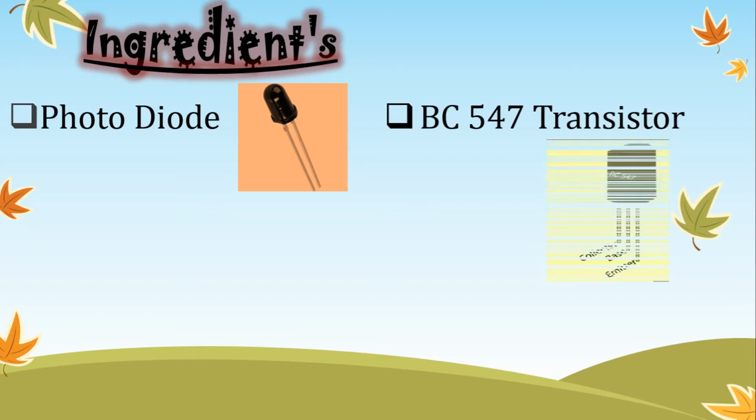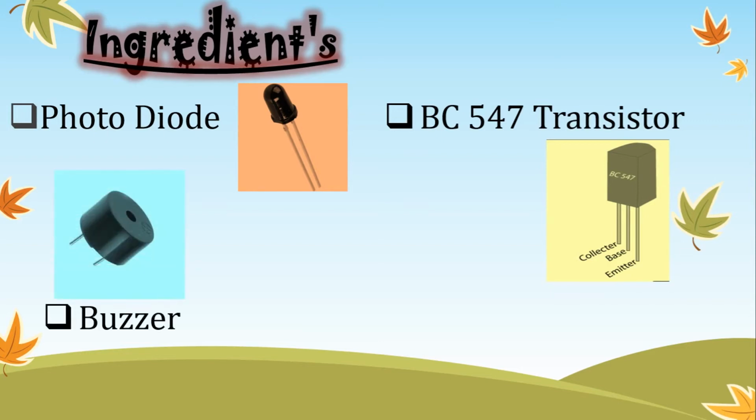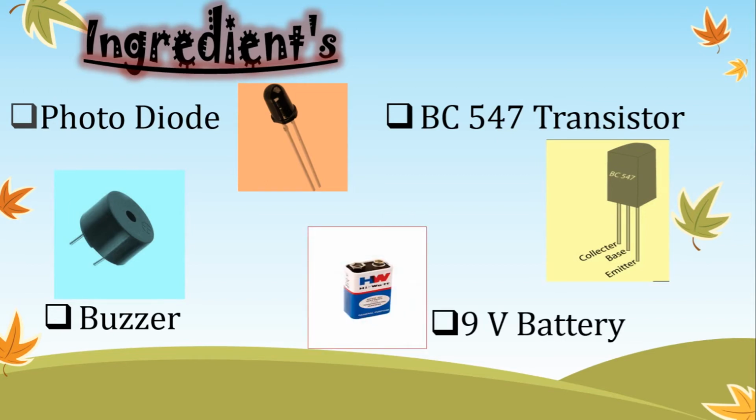It's an NPN transistor. This is the physical structure of the BC547 transistor, and a buzzer. This is the buzzer, and we need a 9-volt battery. So these are all the components required for developing our project.